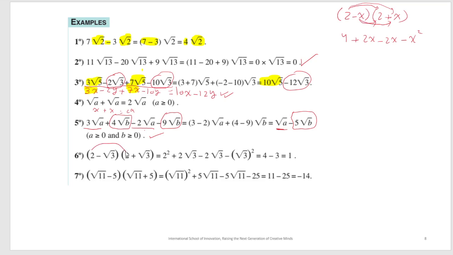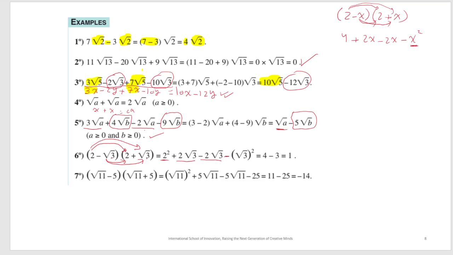So 2 times 2 is 2 squared. Oh, you may write it 4 directly. 2 times radical 3, it's 2 radical 3. Then negative radical 3 times 2, it's negative 2 radical 3 again. And negative radical 3 times positive radical 3, negative times negative, positive, negative. Radical 3 times radical 3 is radical 3 squared, as x squared.